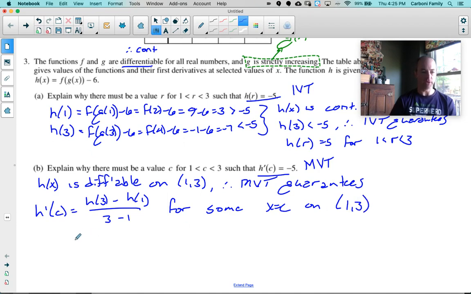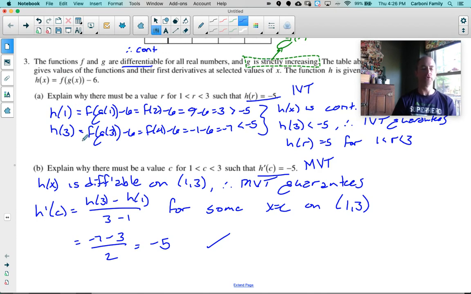So I'm going to keep going with that. H of 3, looking up at part A, was -7. H of 1 was 3. 3 minus 1 is 2. -7 minus 3 is -10. Divided by 2 is -5. And that is what we wanted. So there is our proof that there must be a value c such that h prime of c equals -5.